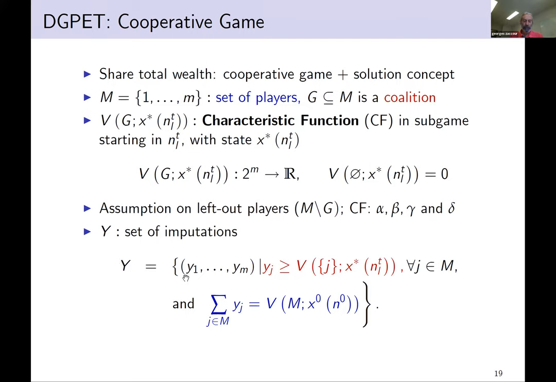So what is the set of imputations? This is a vector. We have as many entries as players. And this vector is telling each player what he can get in a cooperative solution. Now, to qualify as an imputation, what I'm giving player J should be at least equal to what player J can get by acting alone. So this is a rational individual incentive. Otherwise, why would player J cooperate if he can get more by acting alone? And also the sum of what I'm allocating should be equal to what the whole society can produce, meaning the characteristic function value for the grand coalition.